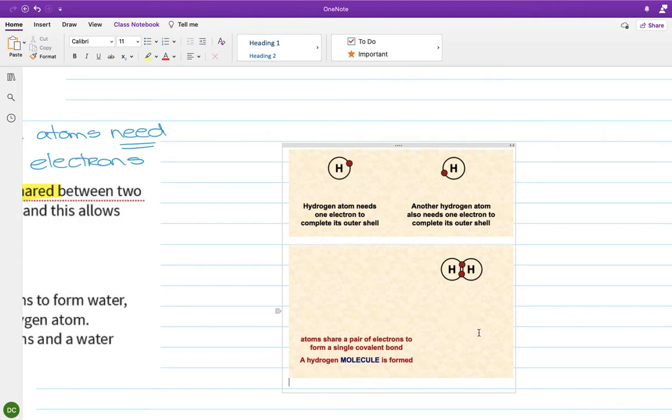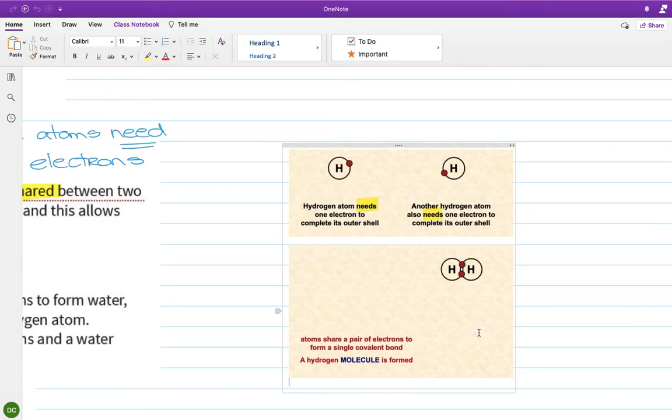Okay, so both of those hydrogens were in need of an extra electron. Again, they were both in need. If you look even here, I can highlight this now. In both cases, they needed an electron, so they decided to share.